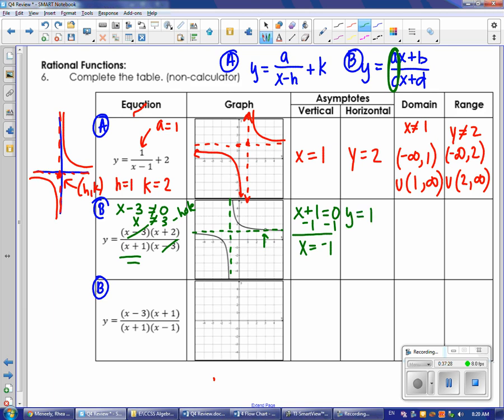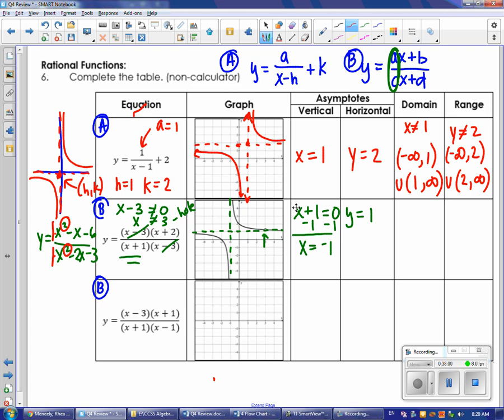But if you had to do it algebraically, you'd have to think about what this function looked like originally. If I were to FOIL things out, or multiply and distribute things out, I'd end up with y is equal to x squared minus x minus 6 over x squared minus 2x minus 3. Since the powers of my x's are the same, and the coefficients in both cases are 1, if I divide, I get 1 over 1. And that's where that horizontal asymptote of 1 comes from.